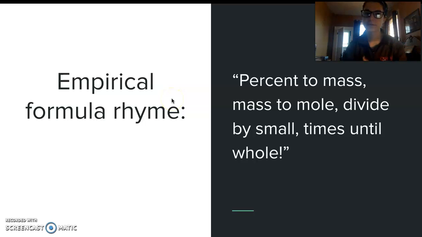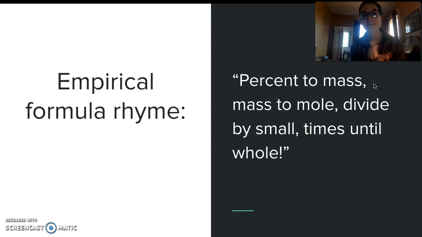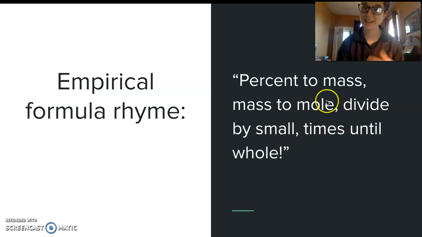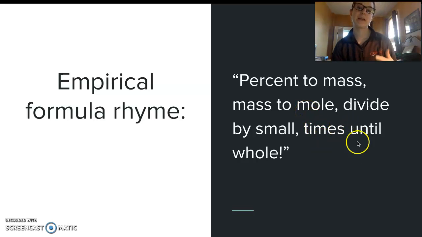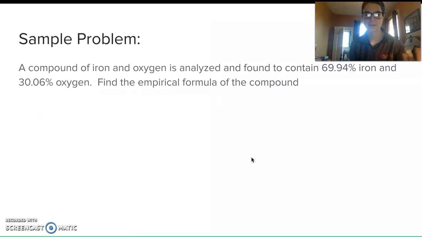There is a little empirical formula rhyme to help you remember those 5 steps: percent to mass, mass to mole, divide by small, times to whole. Percent to mass: assume 100 grams of the sample to go from percent to mass. Mass to mole: using molar mass from the periodic table. Divide by small: the smallest number that you get from that mass to mole answer. And times to whole, that is step number 5, if you do not get whole numbers from dividing by the smallest. So we can consider some examples.